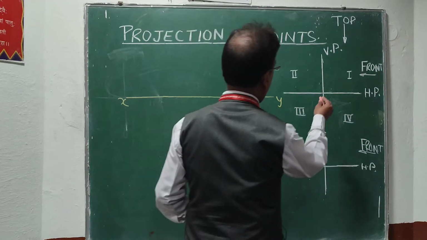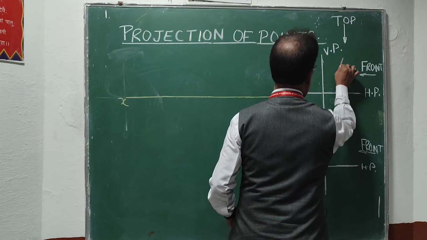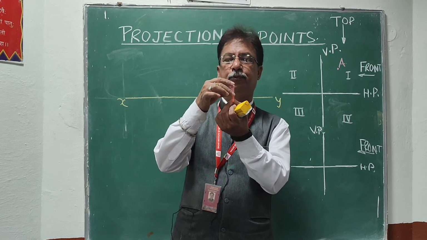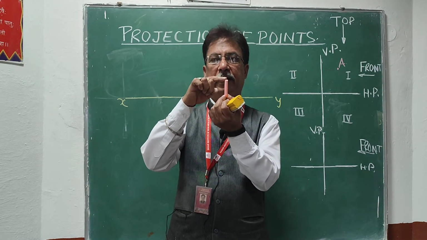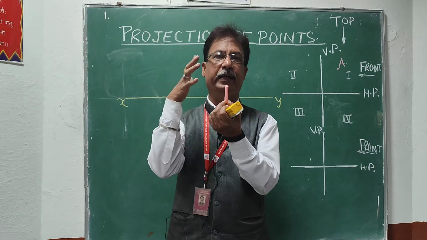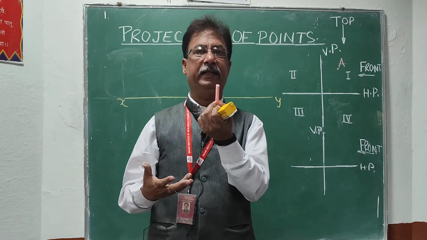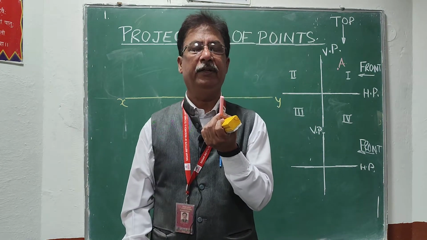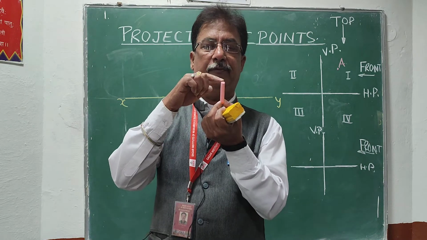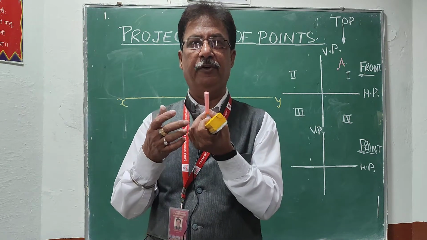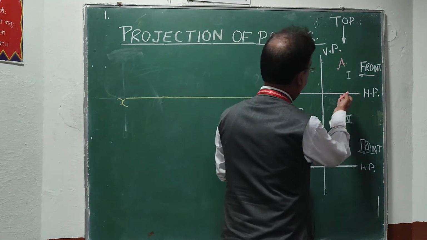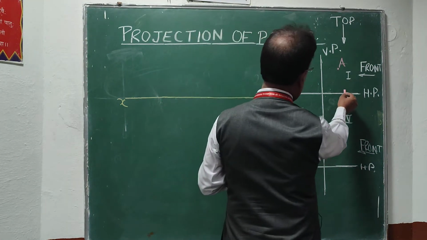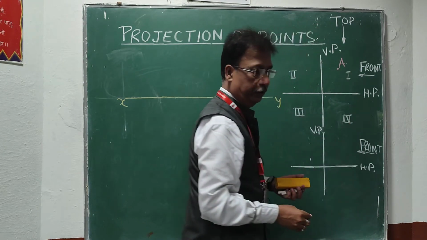Suppose there is a point capital A in the first quadrant. This point can be like this. Suppose this tip is the point A, then this point is above the HP and in front of the VP. As I am standing in the first quadrant, this is our vertical plane and this floor is our horizontal plane. So this point is above HP and in front of VP. In the same way, if I mark this point in this figure, this is the first quadrant, so above HP and in front of VP.